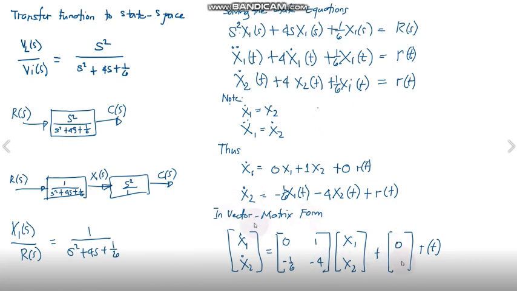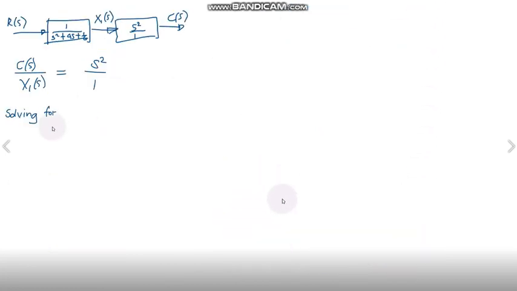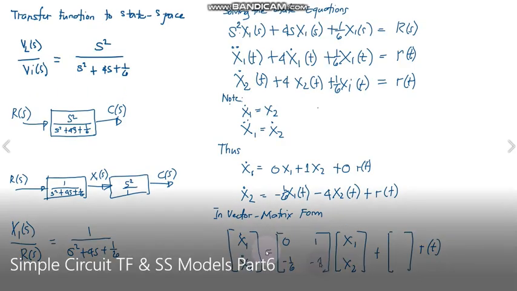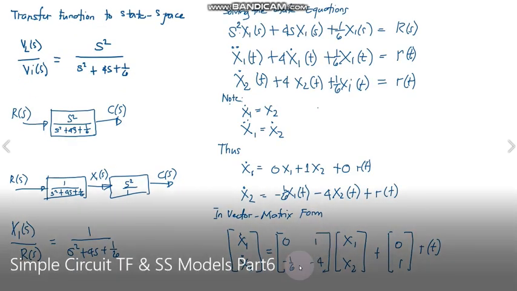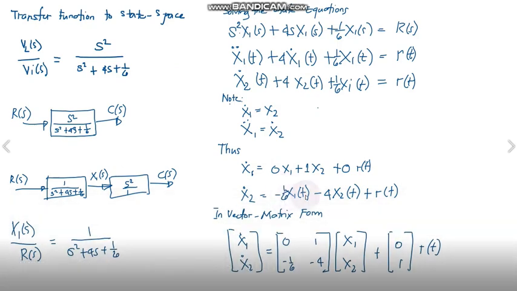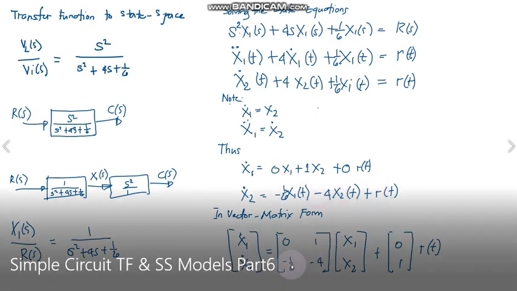Now, writing this in vector matrix form, let's go back for a while. Let's pause. Okay. So, writing the vector matrix form, x sub 1 dot, x sub 2 dot. So, that is 0, 1, 0. So, that is 0, 1. And then 0 here. Okay. So, and then here we have negative 1 over 6, negative 4, and 1. So therefore we have negative 6, negative 4, and then 1.